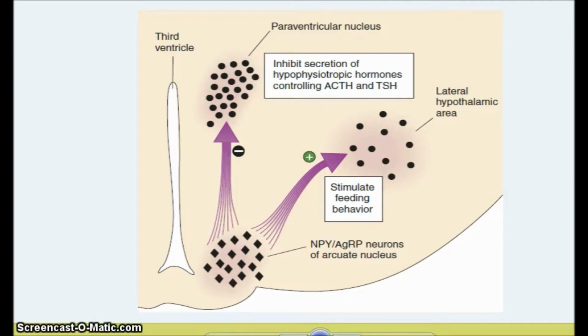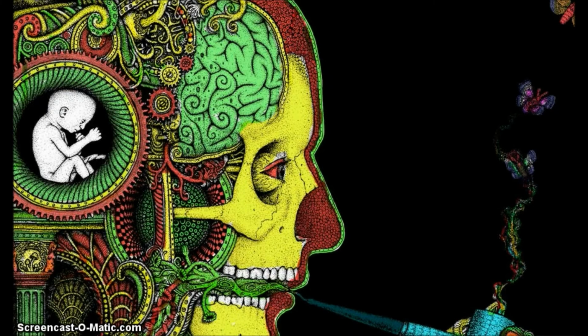Alright, so now that you've been made hungry by your lateral hypothalamic area, now you're going to eat, right? So after you've eaten, eventually food will fill your stomach. Then that food will eventually be moved onto your intestines, and the food will be absorbed.